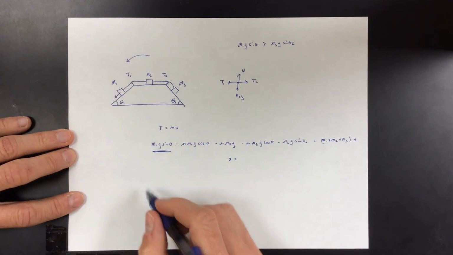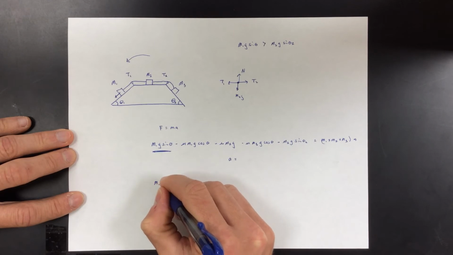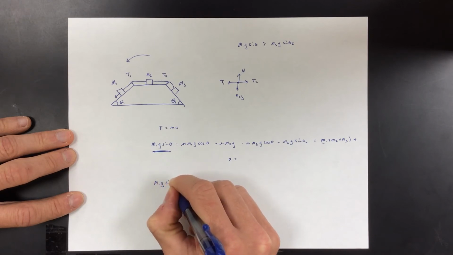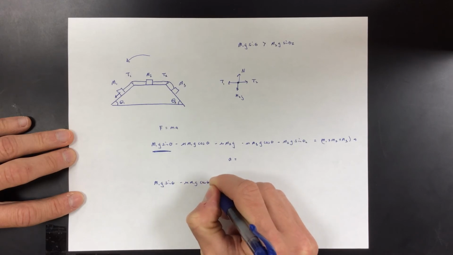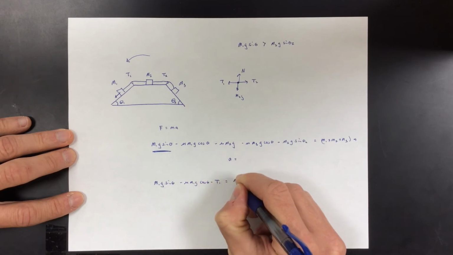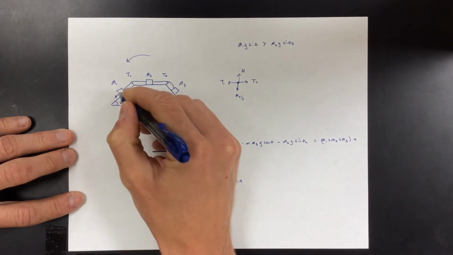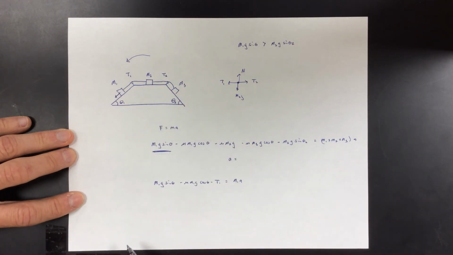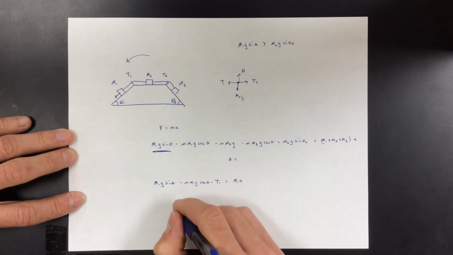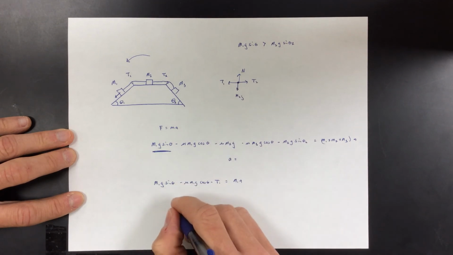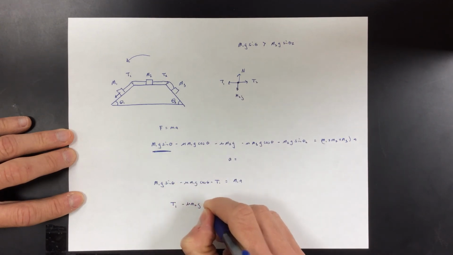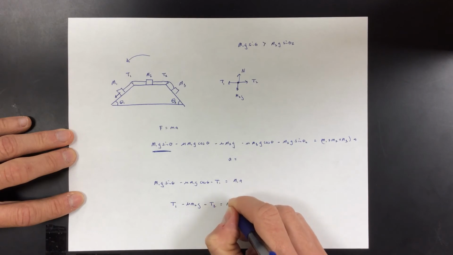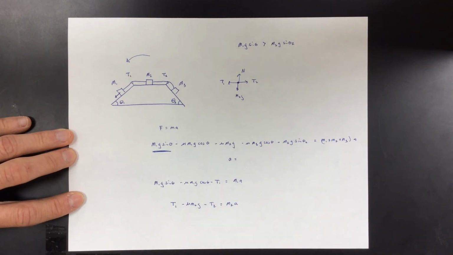You could look at box 1 and say m1g sine theta minus mu m1g cosine theta minus T1 equals m1a. Again, I'm doing the free body diagram just for that one. You could look at box 2 and say what we set up here: T1 minus mu m2g minus T2 equals m2a. And you could look at that box.